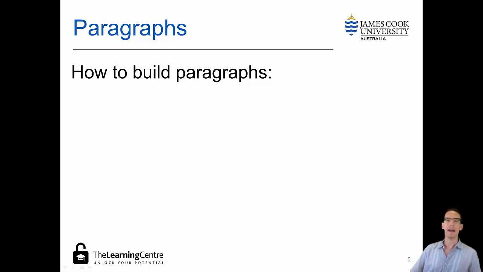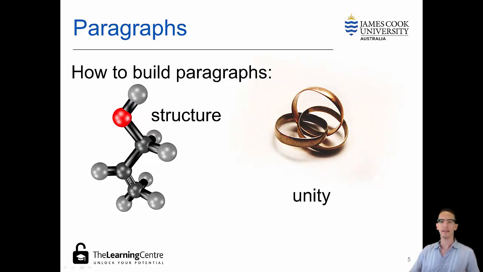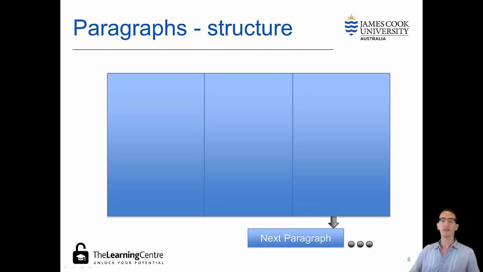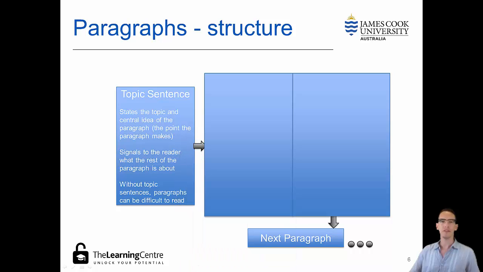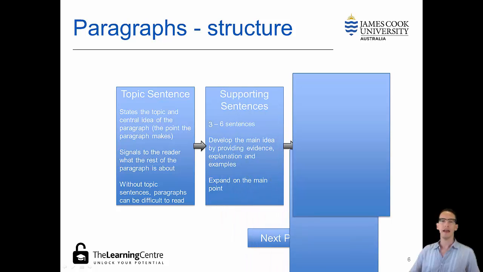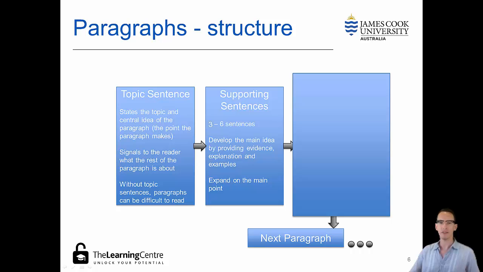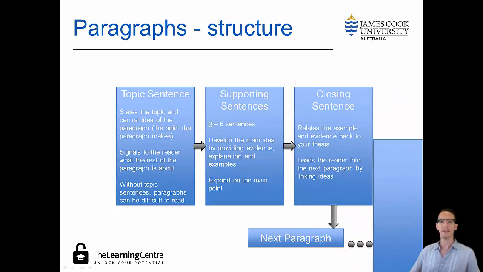So how do we build paragraphs? Well, there are two parts to good paragraphs. The first is structure and the second is unity. The structure of a paragraph should have three parts. You begin with a topic sentence, which states the topic, the central idea of the paragraph. Then you have supporting sentences which develop that idea by providing evidence, explanation, and examples. And then finally you have a closing sentence which relates the examples and evidence back to your thesis, the overall point you're making, and it could also lead the reader into the next paragraph by linking.